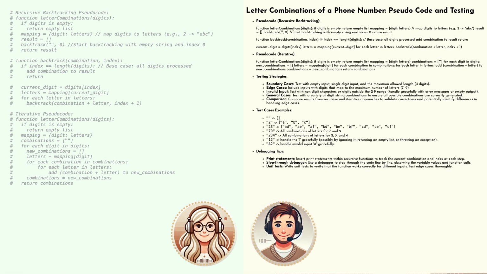Welcome back to AI.Code.Cast. In the last part, we set the stage for tackling the letter combinations of a phone number problem, and we explored two powerful approaches, backtracking and iteration. Yeah, and now it's time to roll up our sleeves and get down to the nitty-gritty of how to actually implement these solutions. I'm excited to dive into the code. Me too. But before we get lost in the syntax and all that, let's start with pseudocode. Oh, that's a great idea. Pseudocode.